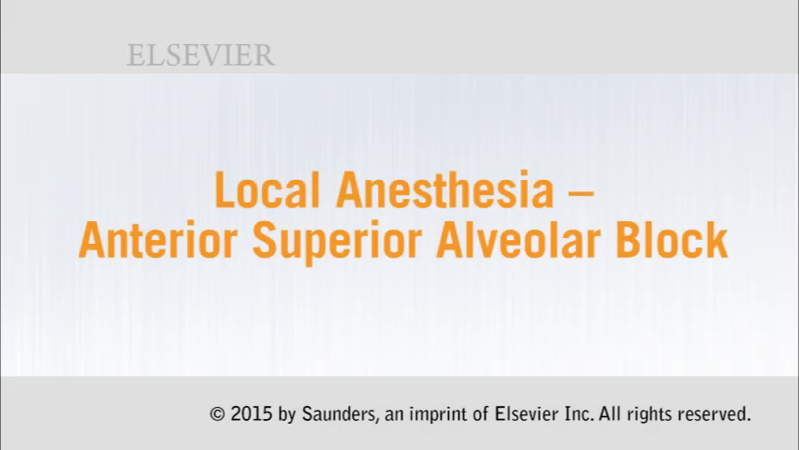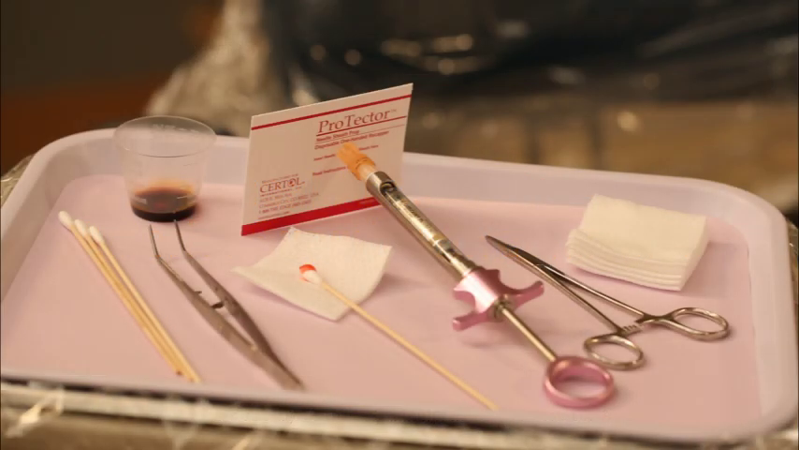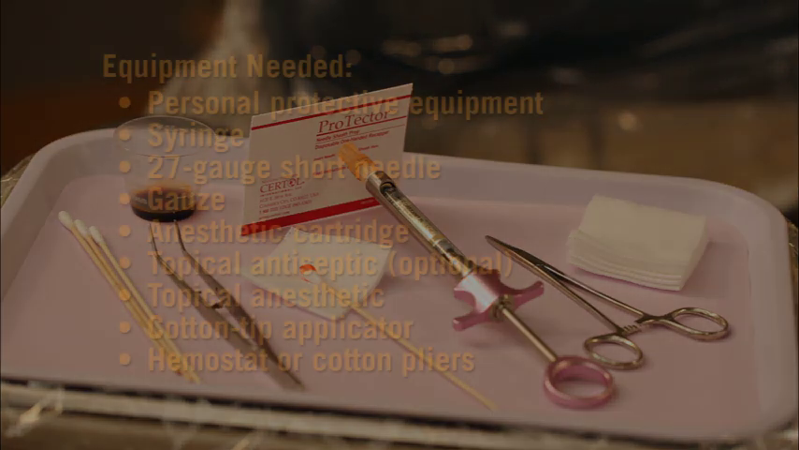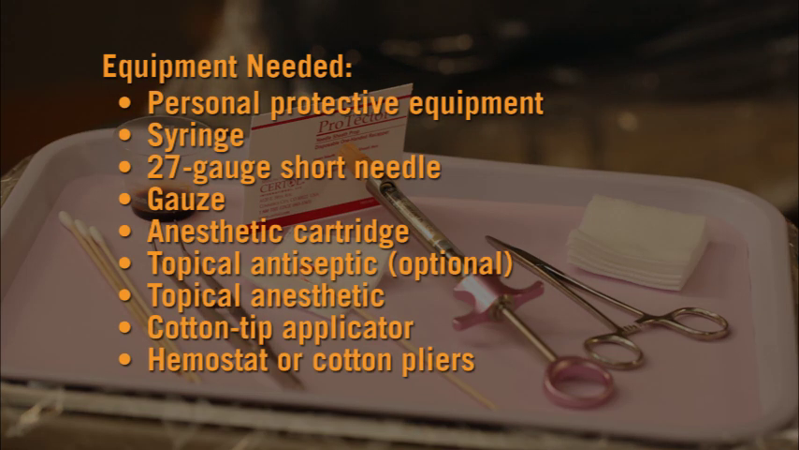Local anesthesia, anterior superior alveolar block. The equipment needed for this procedure is as follows: personal protective equipment, syringe, 27-gauge short needle, gauze, anesthetic cartridge, topical antiseptic, optional topical anesthetic, cotton tip applicator, and hemostat or cotton pliers.